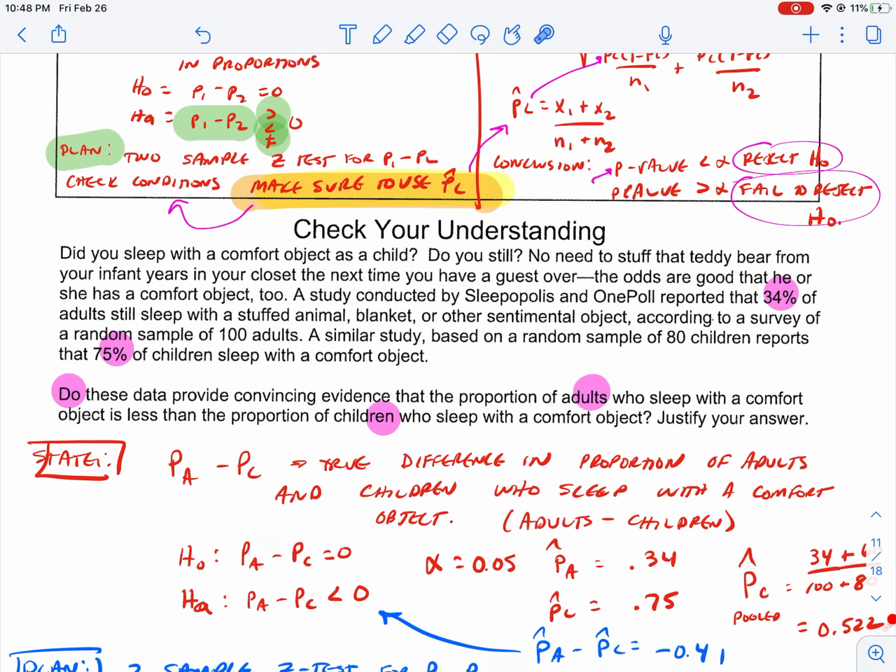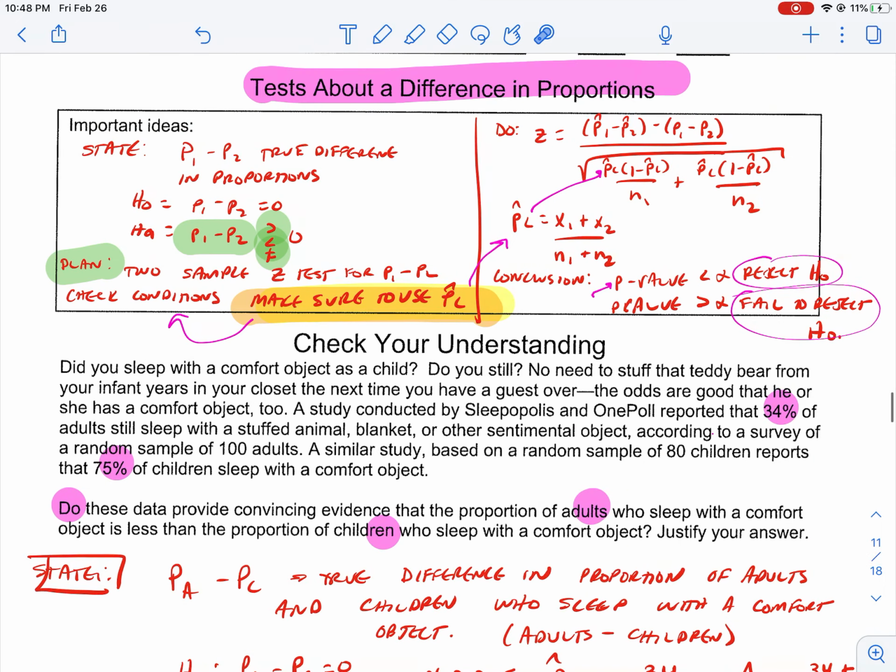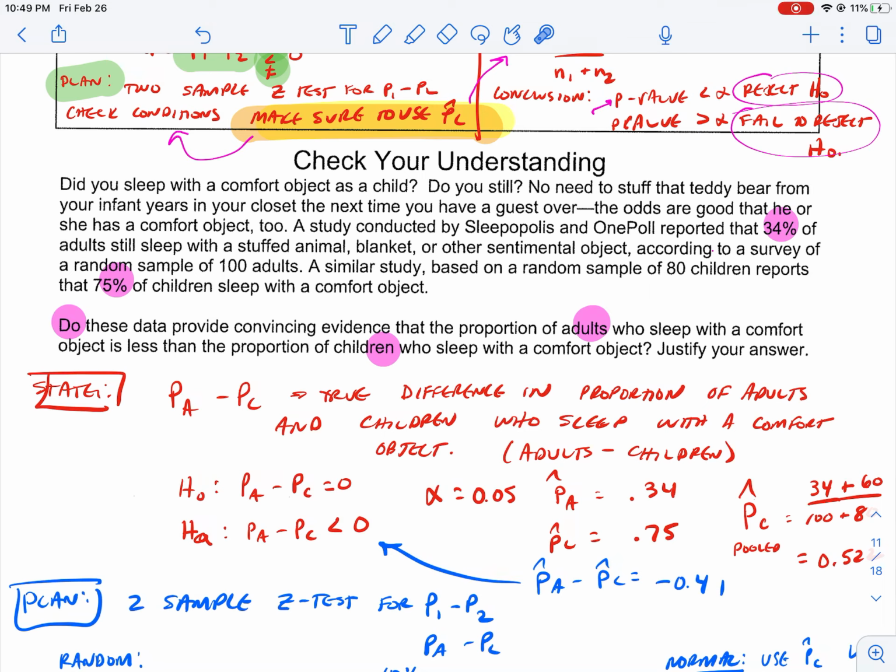I did my addition here and got 0.522, remembering that that's going to go into my standard deviation formula up here, and also when I check my 10% condition down there, just as a reminder. So here's my plan: that 2 sample z-test for P1 minus P2. And right below there, I gave myself a little reminder, P sub A minus P sub C, that way I don't get confused and try to subtract something the wrong way.